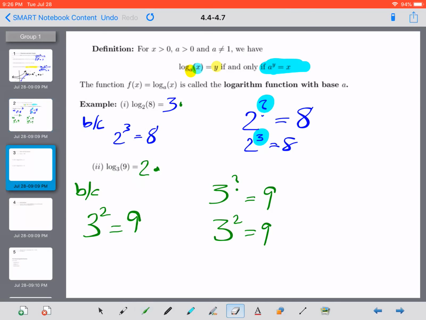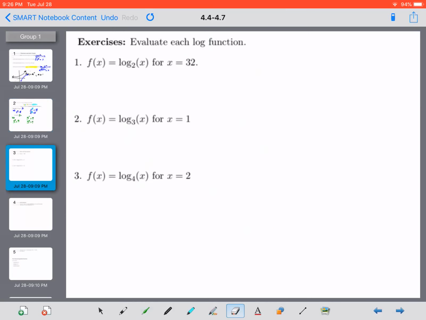Okay, let's try a few more examples. If this is a logarithmic function, say f of x is equal to log base 2 of x, and we want to evaluate the function for a particular x value, well, f of, in this case, x is equal to 32. So f of 32 should be equal to log base 2 of 32.